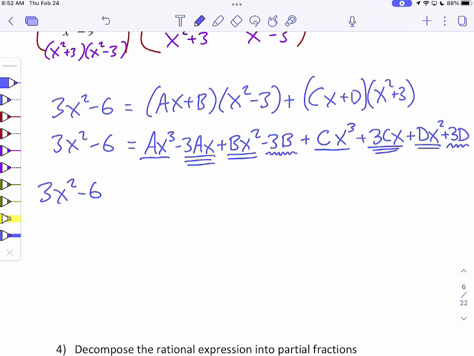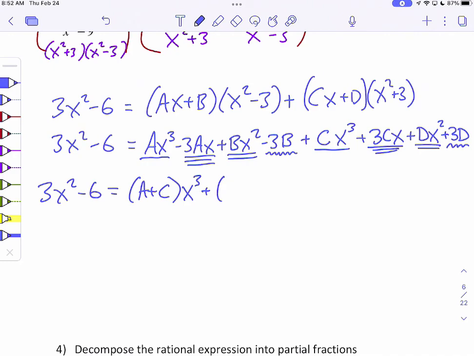Now, I don't know what A is, and I don't know what C is, but I do know that if I was going to add these two things, I would add the A plus the C, and that's what I'm going to write out. I would add A plus C. I'm going to put that in parentheses in front of x cubed. So A plus C goes in front of x cubed. Okay.